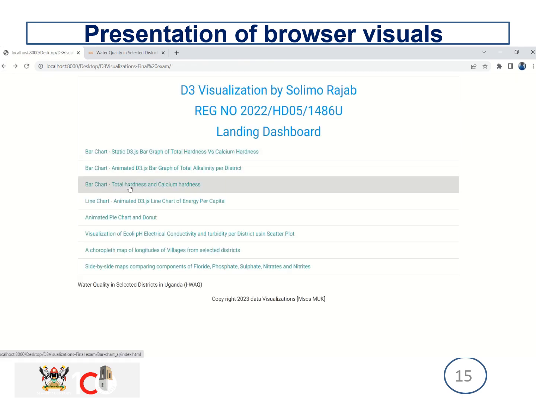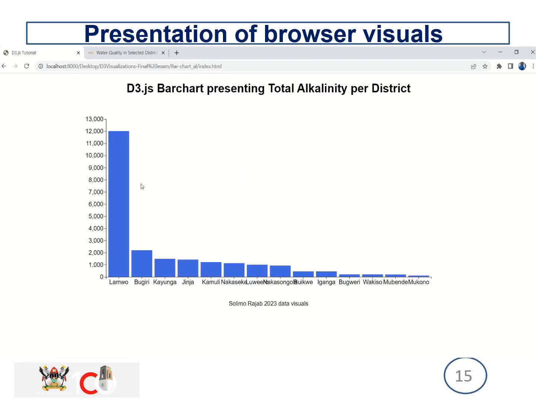The next visualization is a static one, also giving us another version of the total alkalinity of the local district. And you find that Lamu is still at 12,012, followed by Bujiri as it drops down to Mukono. In this chart, you find that Kamwenge and Luka could not be visualized here because they had no data to be captured. So the graph, with its intelligence, had to leave it out.